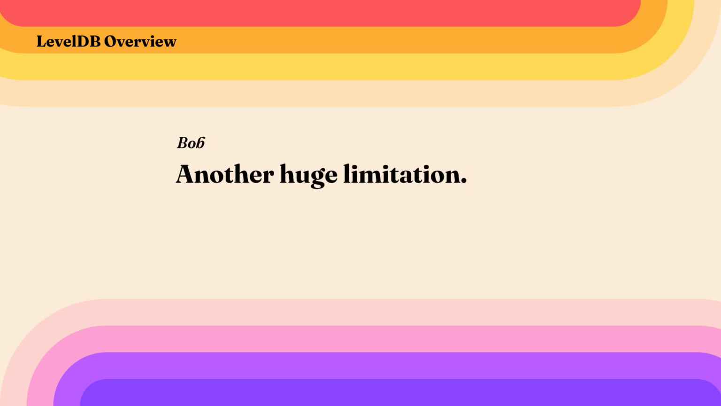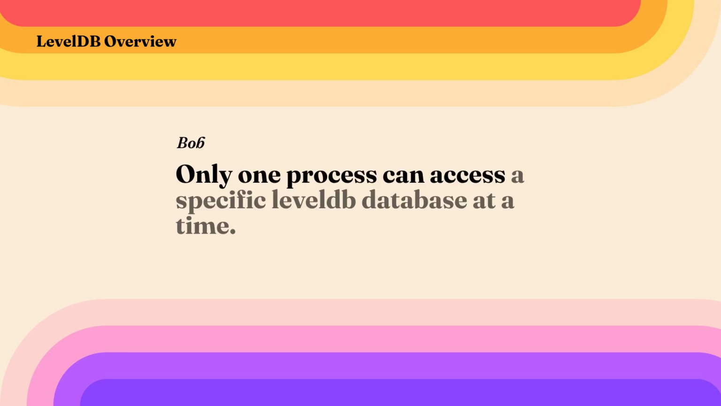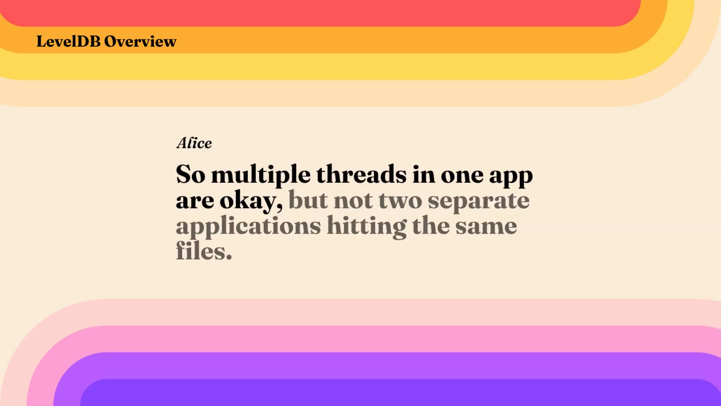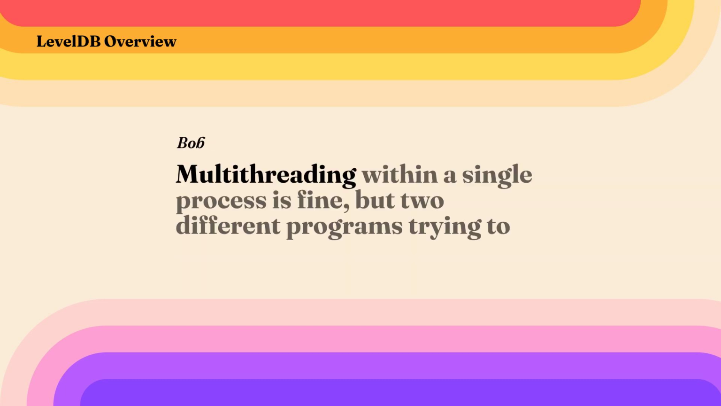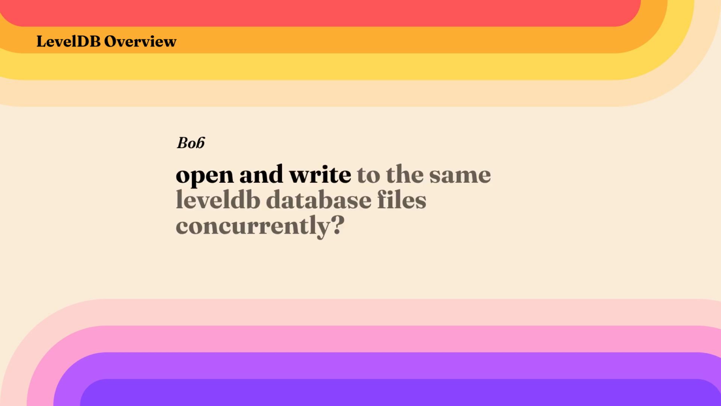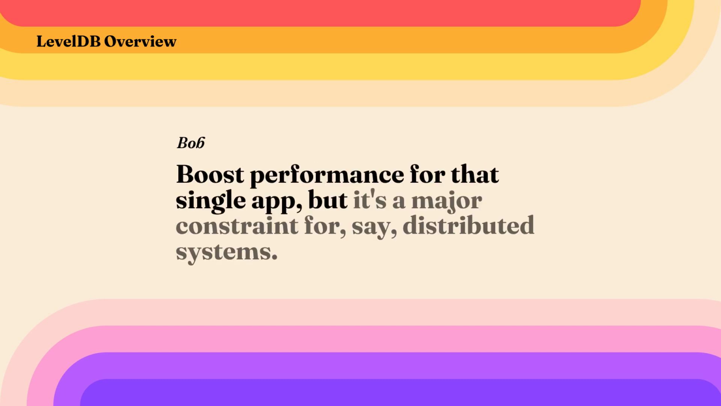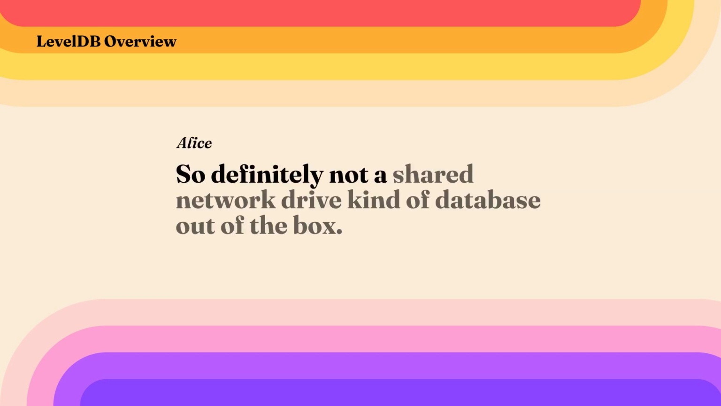Very easy. Another huge limitation, only one process can access a specific LevelDB database at a time. One process. So multiple threads in one app are okay, but not two separate applications hitting the same files. Exactly. Multi-threading within a single process is fine. But two different programs trying to open and write to the same LevelDB database files concurrently? Nope. That's a core design choice. Simplifies things internally, boosts performance for that single app, but it's a major constraint for, say, distributed systems. So definitely not a shared network drive kind of database out of the box.